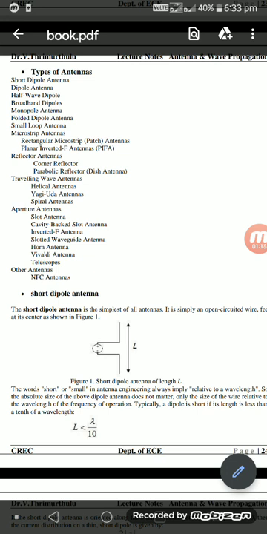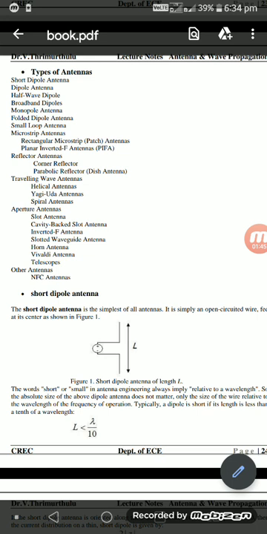Next, aperture antennas, again seven types: slot antenna, cavity backed slot antennas, inverted F antenna, slotted waveguide antennas, horn antenna, Vivaldi antenna, telescope antennas, and other antennas, meaning NFC, near field communication antennas. These types of antennas are used for antenna wave propagation or for different purposes.